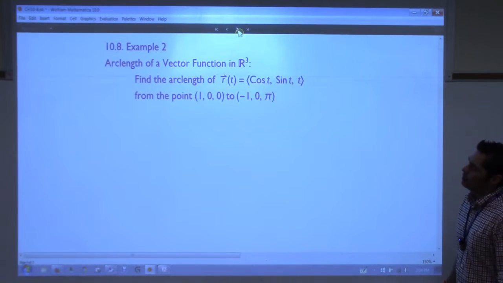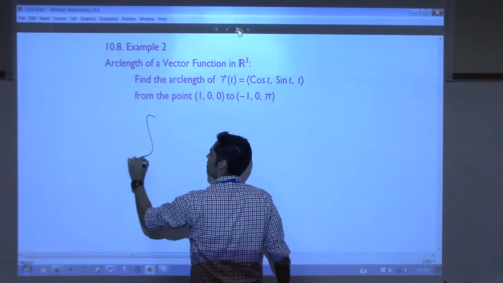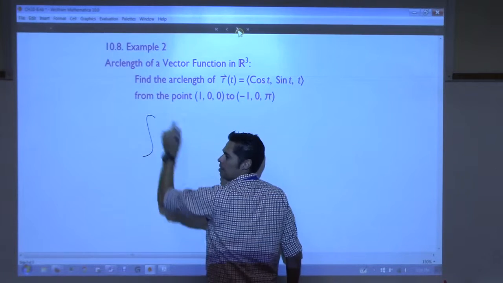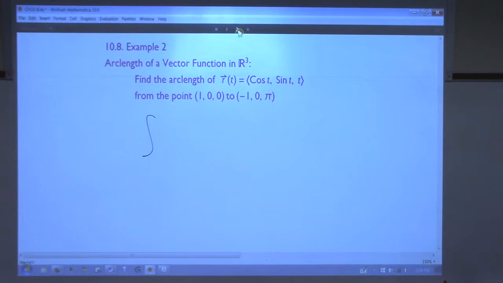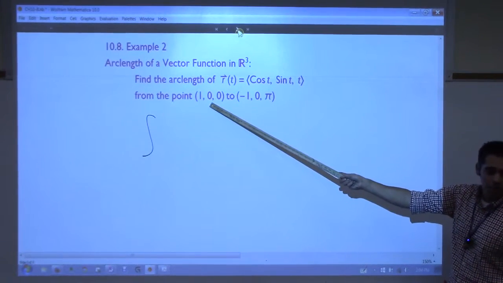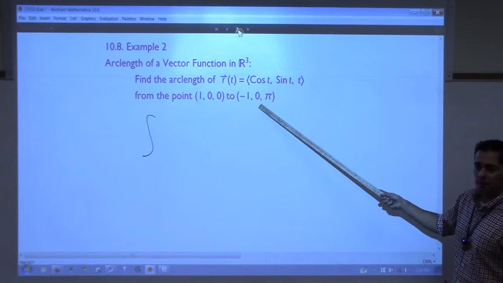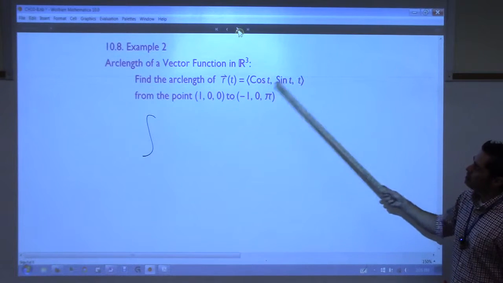pi. So there's a couple of things I need if I'm going to use this formula. I need to know limits of integration, right? A and B. Am I given A and B? Explicitly, is it right there in front of you? No. Can you tell me what A and B are? A is what I plug in to get this point. B is what I plug in to get this point. So what would I have to plug into this vector function to get this point?